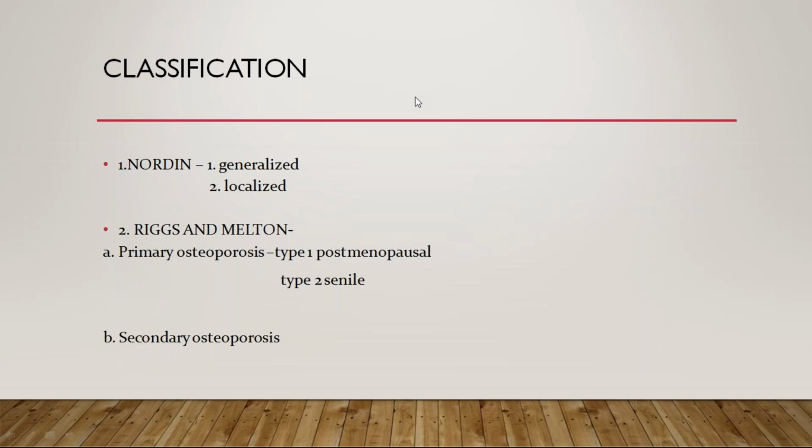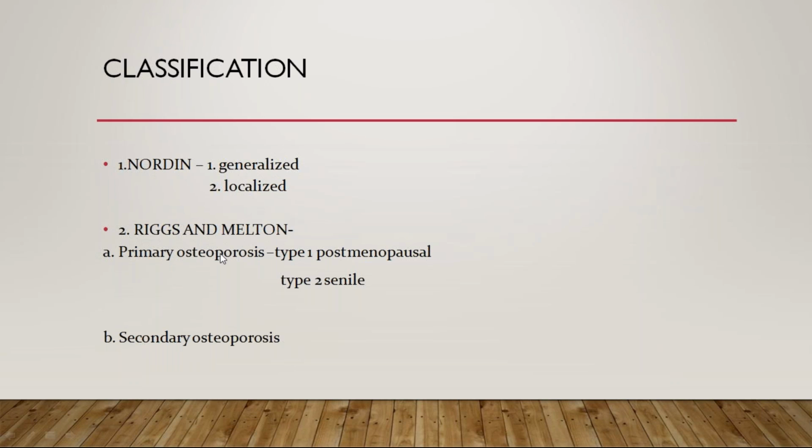Coming to classifications, mainly two classifications, that is Nordin and Riggs and Melton classification. Nordin described osteoporosis as generalized and localized. And Riggs and Melton divided osteoporosis into primary and secondary osteoporosis. The Riggs and Melton classification is important. Just remember primary osteoporosis and secondary osteoporosis.